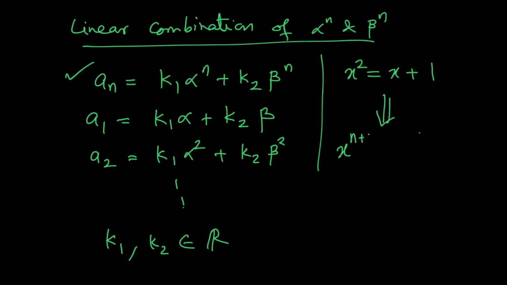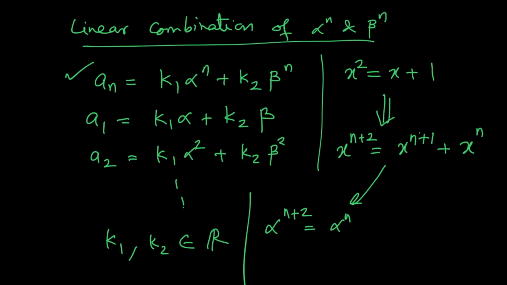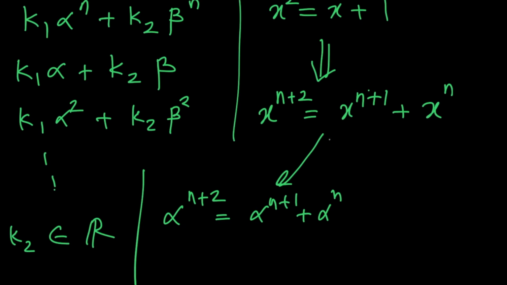Interestingly, we can see that if you multiply this expression with x power n, we have x power n plus 2 is equal to x power n plus 1 plus x power n, which means both alpha and beta will satisfy these two conditions. Alpha power n plus 2 is going to be alpha power n plus 1 plus alpha power n. Similarly, beta will also satisfy the similar condition. Beta power n plus 2 is going to be beta power n plus 1 plus beta power n.